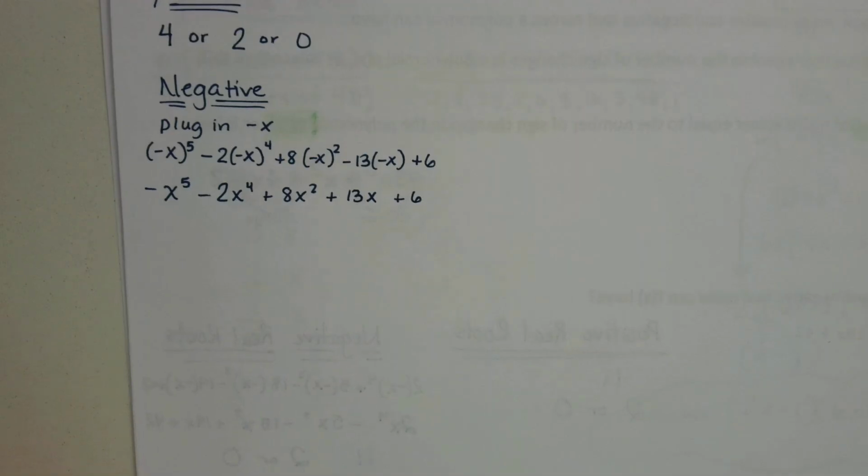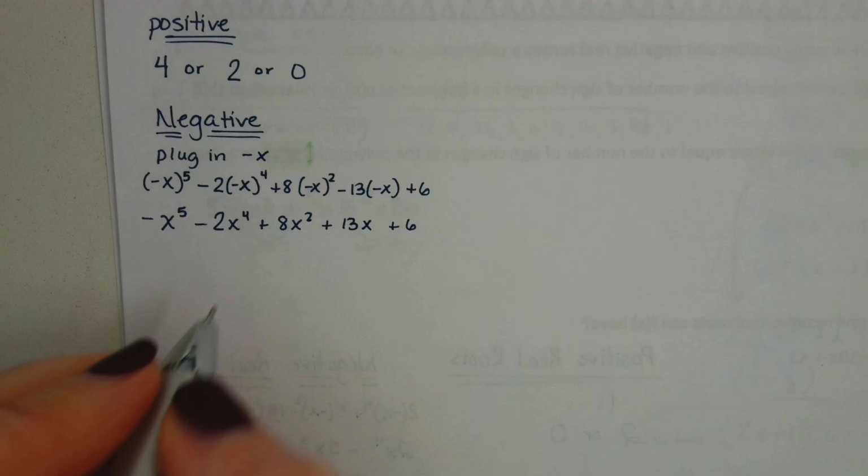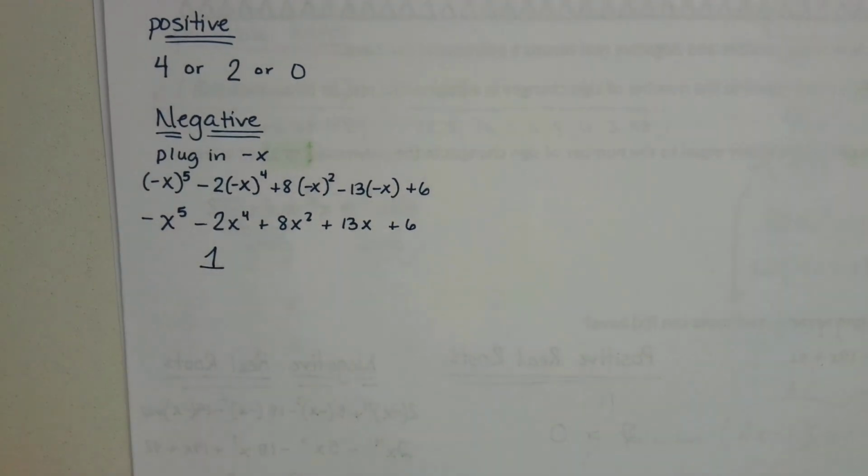How many sign changes do we have? 1. So there has to be one negative number that's a root. One negative number. That's it. No more than that. No less than that.